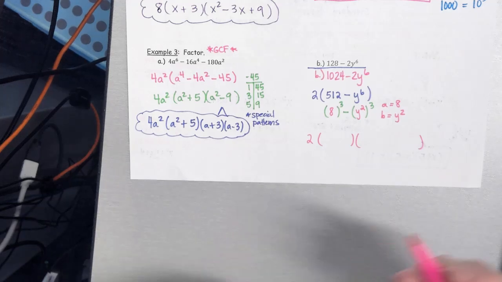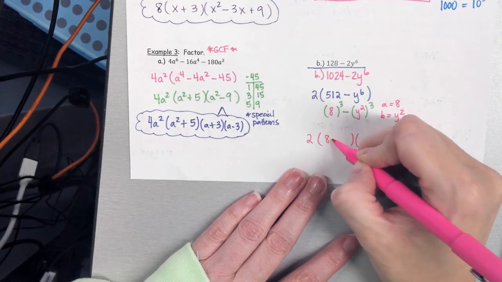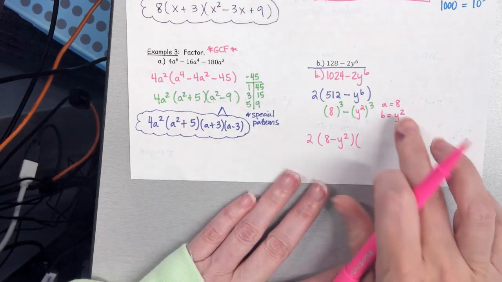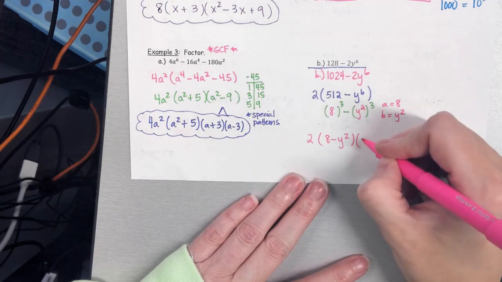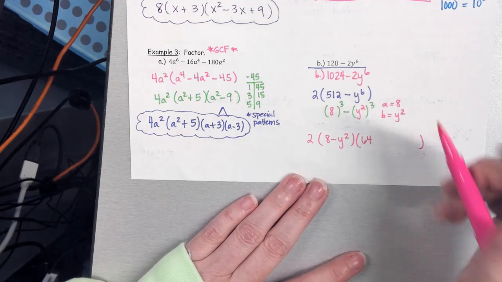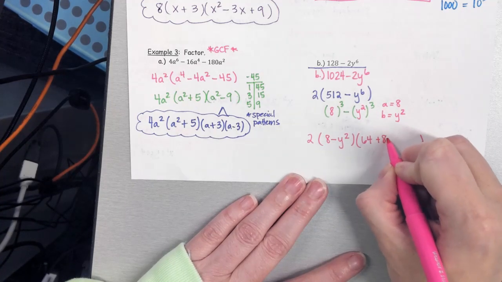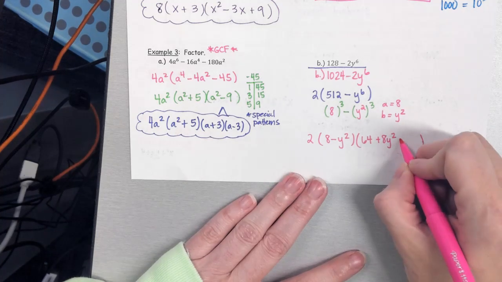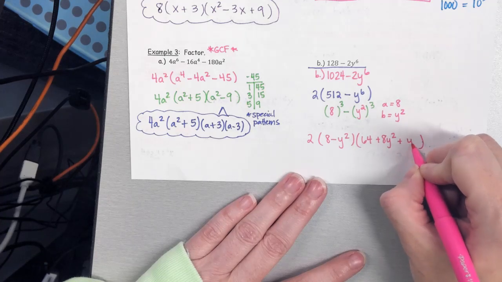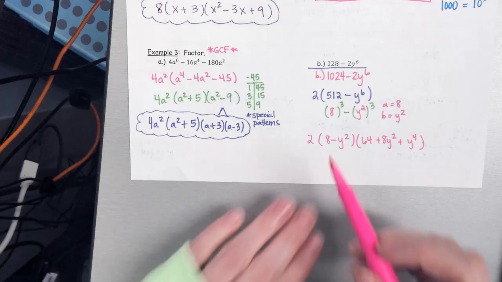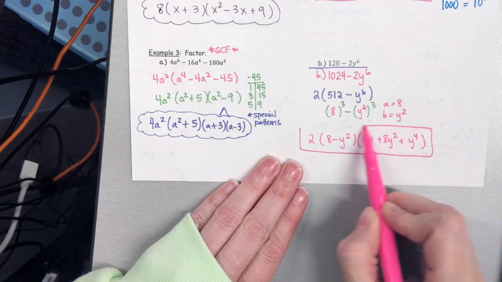So when you do that, you have a minus b. So it's 8 minus y squared. Then you have a squared. Well, that's just going to be 8 times 8, which is 64. Then you multiply 8 and y squared. So 8y squared. And then you multiply y squared by y squared, which is going to be what? Y to the 4th power. Good. Okay. So this is going to be your final answer.